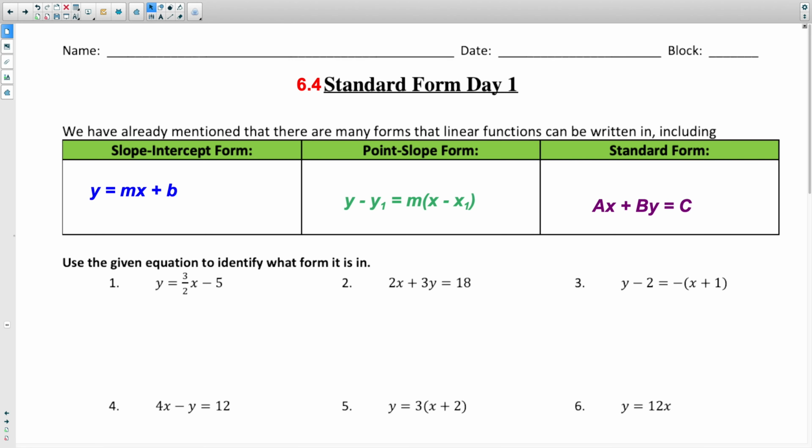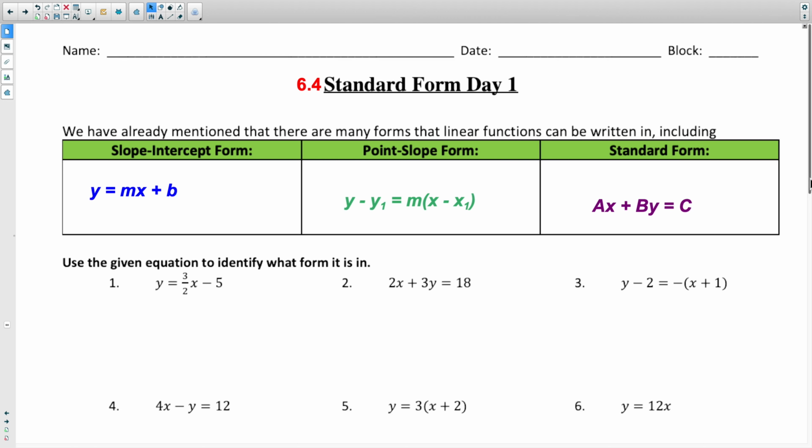Hi everybody. In this video today we're going to be talking about lesson 6.4, which is standard form of an equation. So we've learned a couple of different forms already. We learned slope intercept form, which is y equals mx plus b. We learned point slope form, which is y minus y sub 1 equals m times x minus x sub 1. And today we're going to talk about standard form, which is ax plus by equals c.